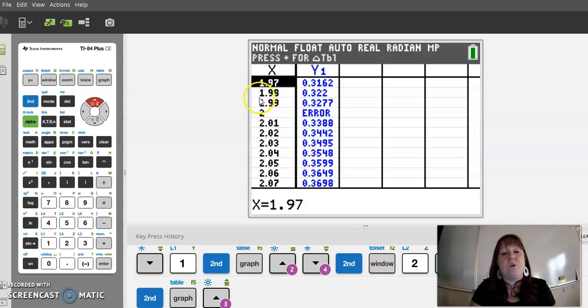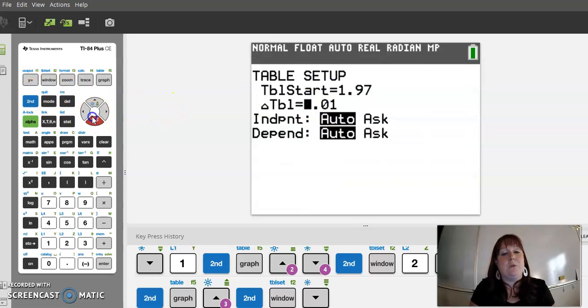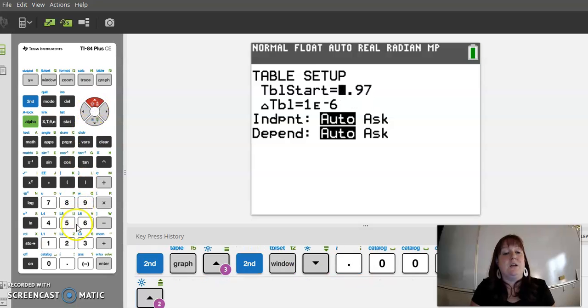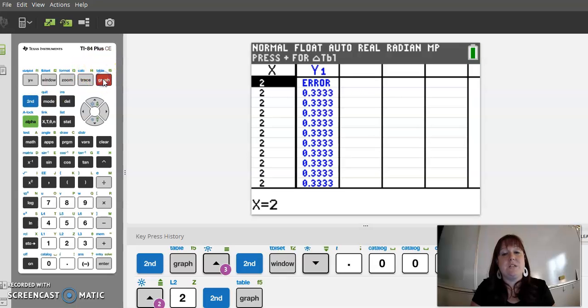Okay, so on this side of 2, it looks like it's getting close to 0.33 maybe. And on this side, it looks like it's on the other side of 0.33, but I'm not quite sure if it keeps going in that pattern. But let's get even closer. So we go Second, Table Set, and we're going to change that table setting to 0.000001, and we're going to start at 2. We have to make sure we start right at 2. So we're going to go to our table and look at that.